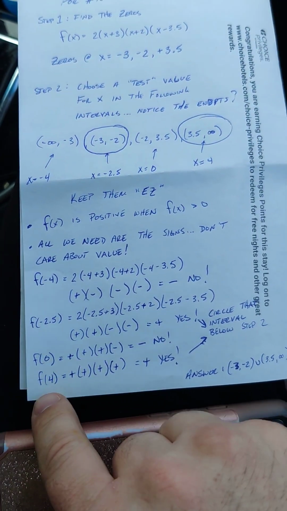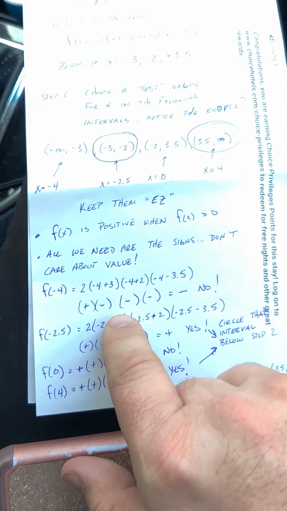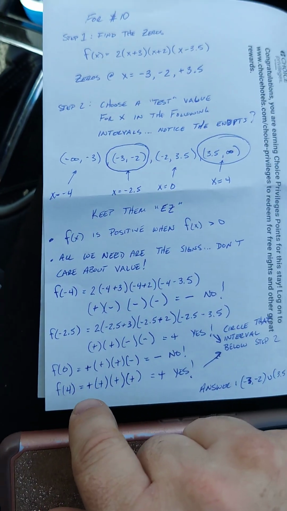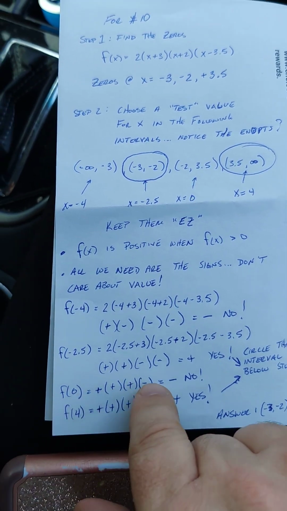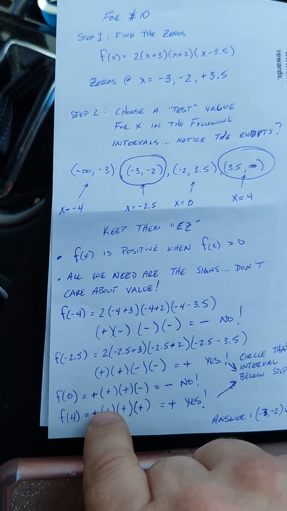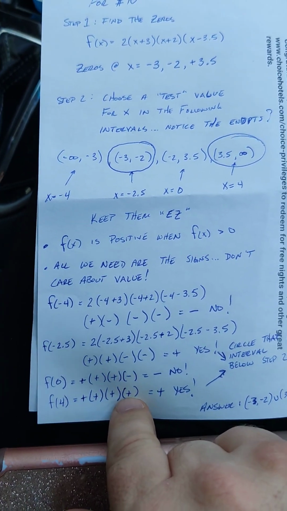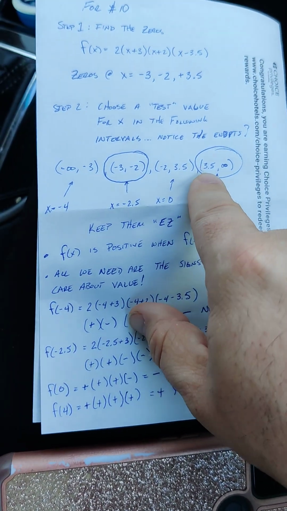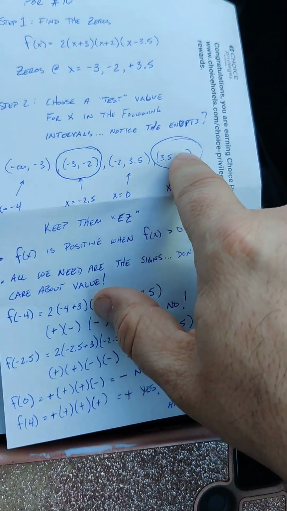Wash, rinse, repeat for 0 and 4. I'm going to let you walk through that by hand, but actually spend the time to walk through it. For 0, you're going to get a negative because you've got an odd number of negatives. And for 4, you're going to get a positive because you've got no negatives. And all positives multiplied together give you a positive. That means that this last interval is also true.